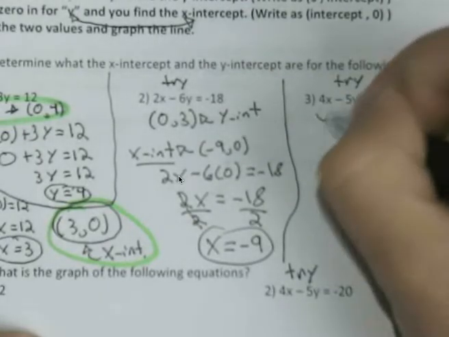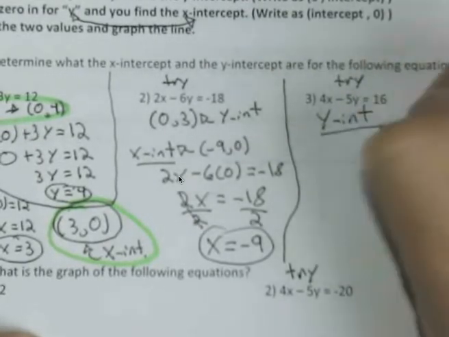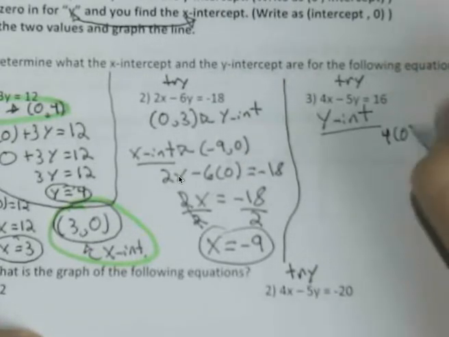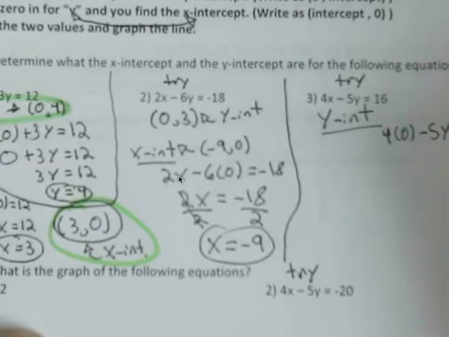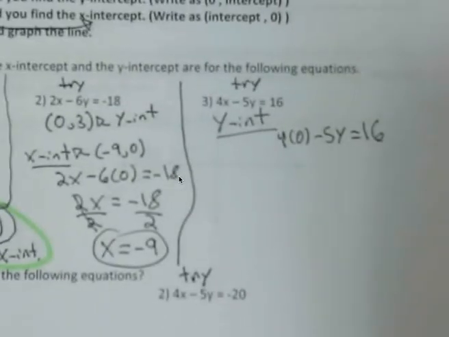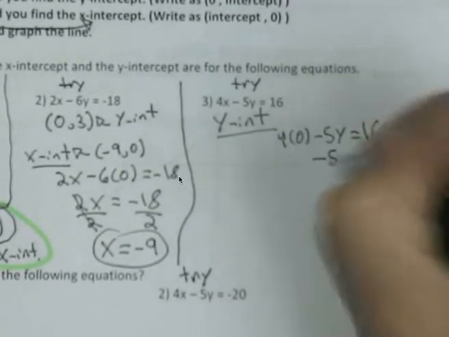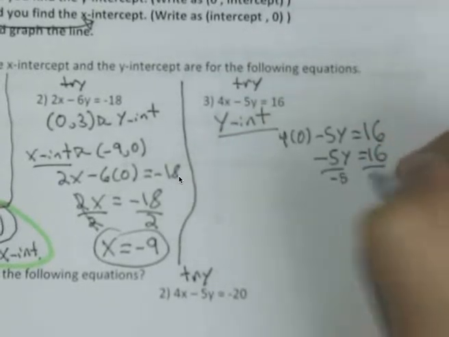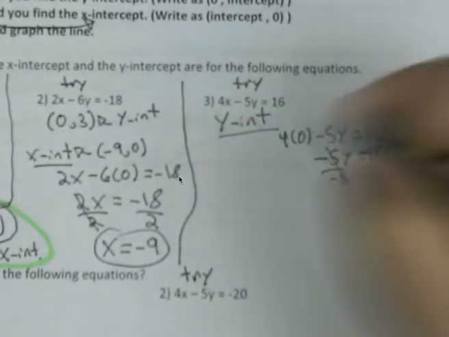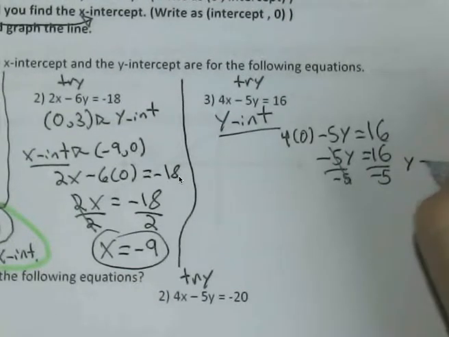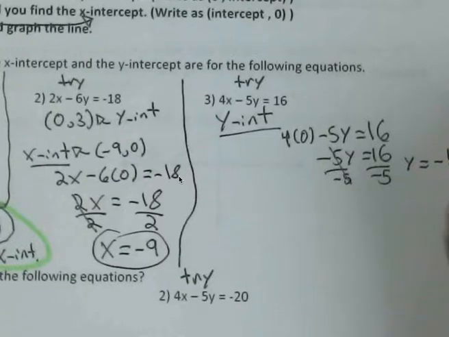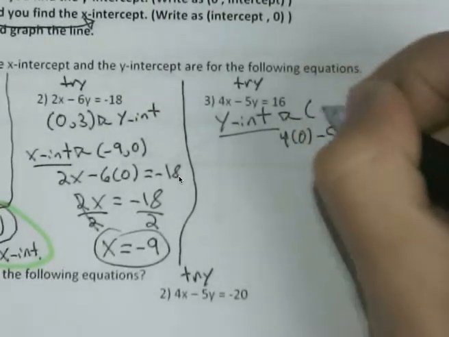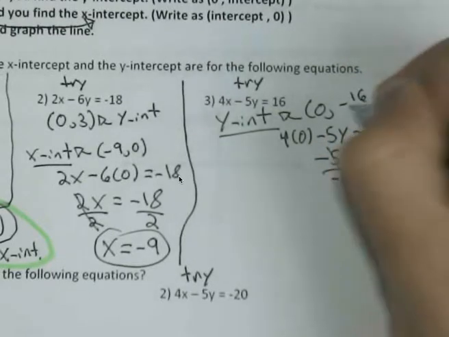Your y-intercept for this will occur if x is 0, so pretty much 4 times 0 minus 5y equals 16. That doesn't deter you though, just leaves you with negative 5y equals 16. You can take this further, dividing by negative 5. So this is going to say that y equals negative 16/5. So your y-intercept in this case is (0, negative 16/5).